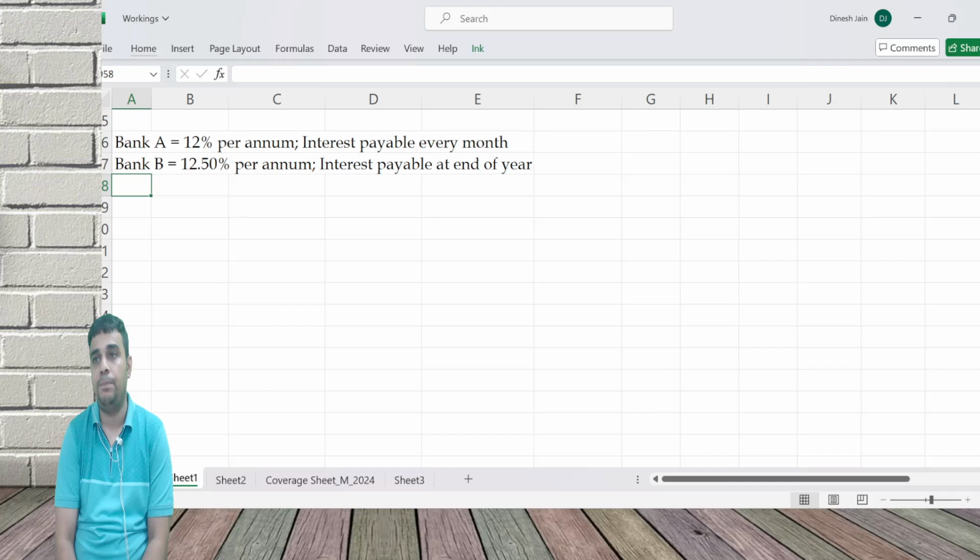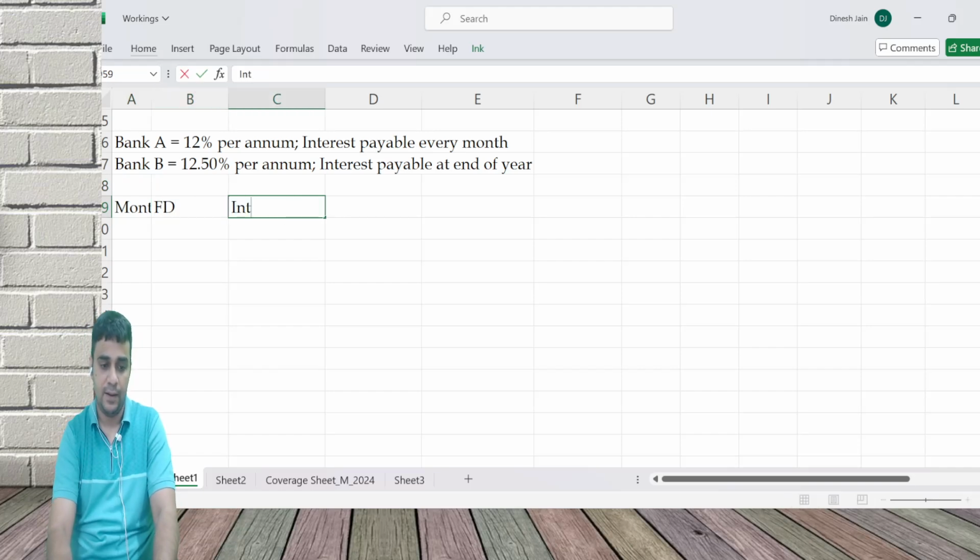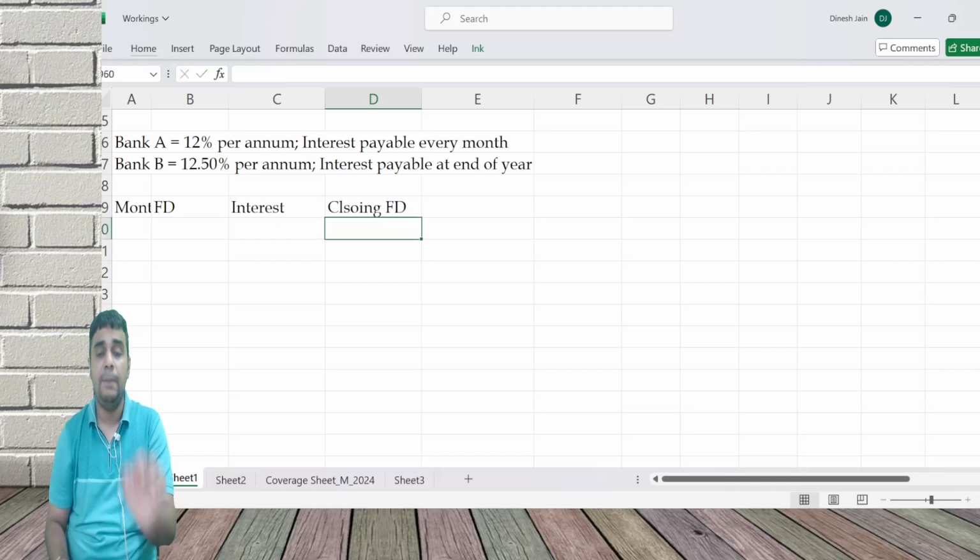Both cannot be compared. Point number one. I cannot compare these two. One is apple, the other one is orange. You cannot do this comparison. Now, what is the problem? The problem is this. Let's assume a one-year FD, interest, closing FD. In bank B, I created a 1 lakh FD. It became 1,12,500.